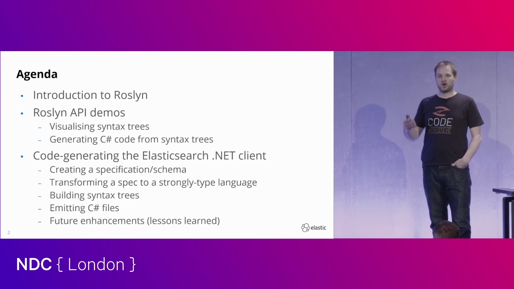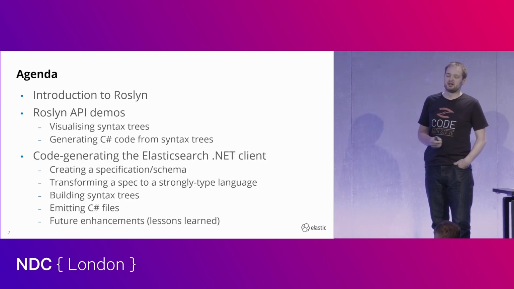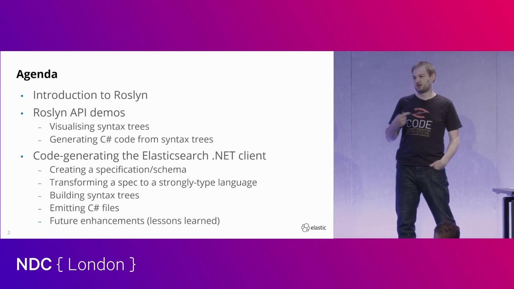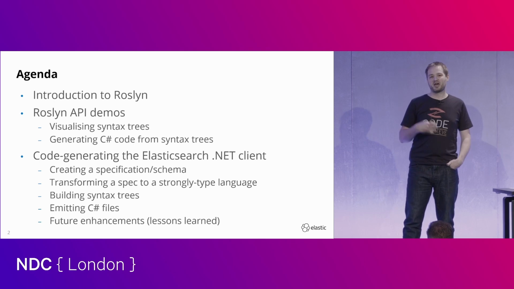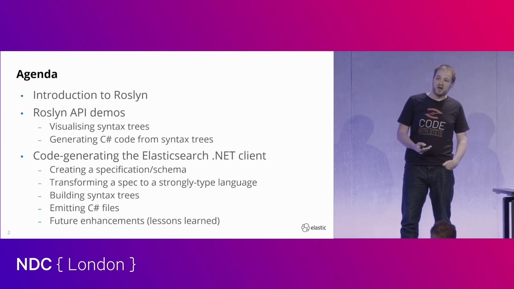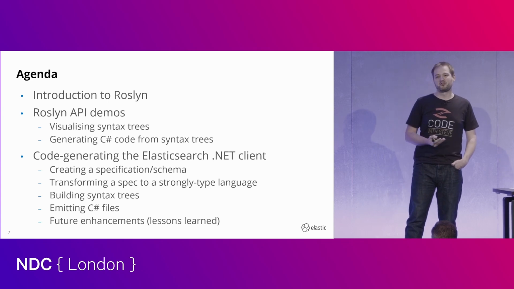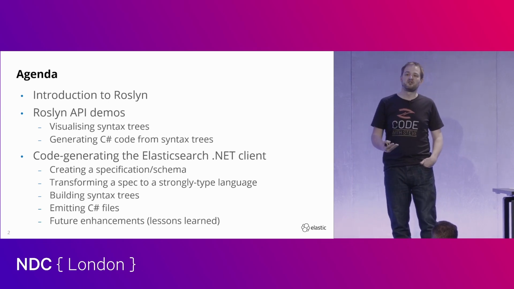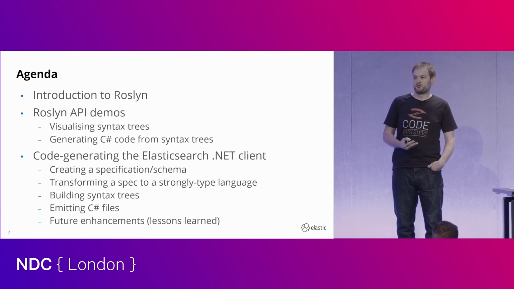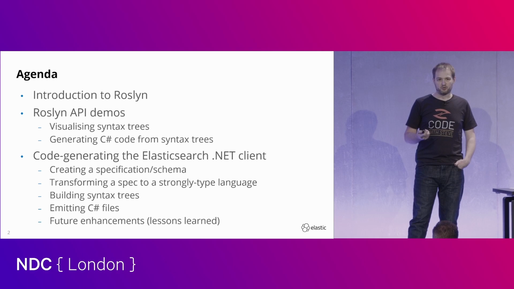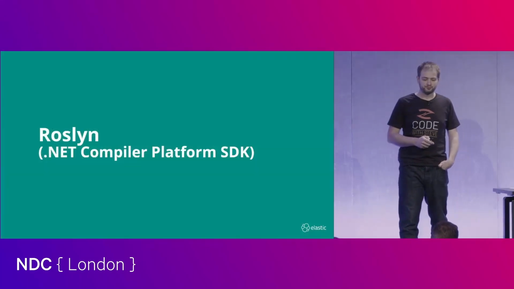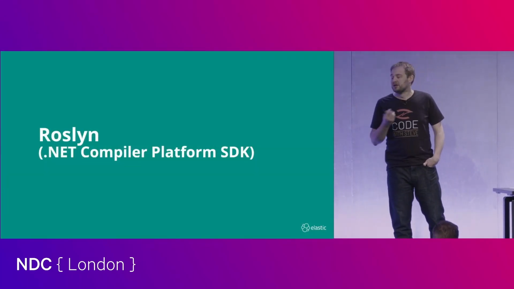And specifically where this is applied practically is in code generating the next version of the Elasticsearch .NET client. So I'm going to talk a little bit about how we determined and created a spec, transforming that spec into models that we can represent with C# types, and then actually building those syntax trees, emitting the C# files, and some of the lessons learned and things I would probably do differently with the knowledge that I've learned as I've gone along. So let's start with Roslyn.